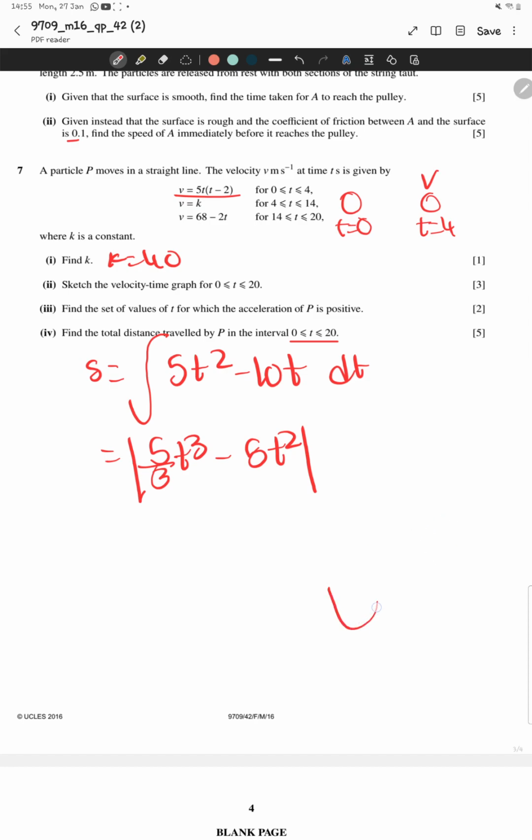Because the actual curve is like this, right? And this is the x-axis, and this is 0, this is 2, this is 4. If you were to apply limits from 0 to 4, this part will be considered negative and this part positive, so they will cancel each other out. They're not asking us for displacement, they're asking for total distance, so you have to do it separately so that you can get the distances. So you do 0 to 2, and then you add this, 5/3 t cubed minus 5t squared, from 2 to 4.